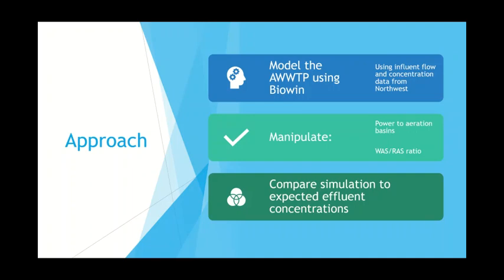In order to optimize, we will then be manipulating the power of the aeration basins and the amount of sludge being recycled in order to find optimum effluent concentrations.